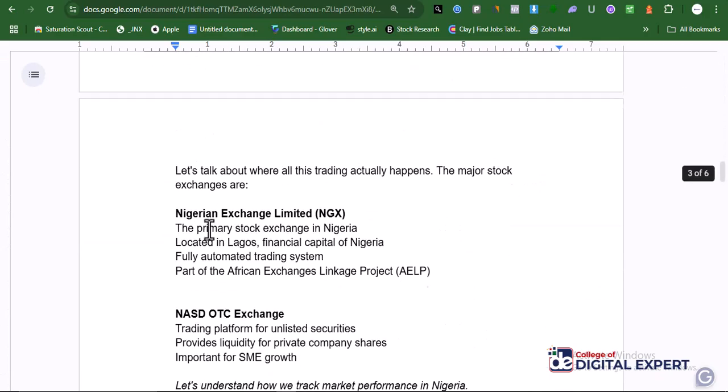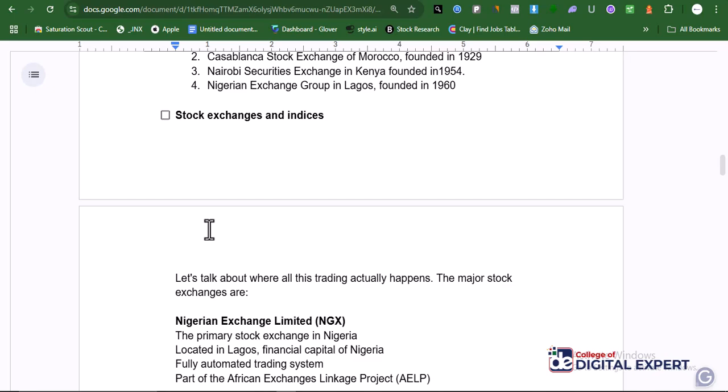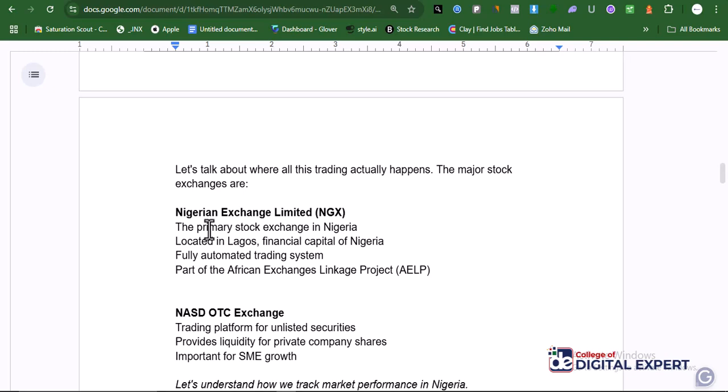Now let's talk about stock exchanges and indices. The Nigerian Exchange Limited, the NGX, is our primary stock exchange in Nigeria, located in Lagos, the financial capital of Nigeria. Even till now, we see Lagos as the financial capital of Nigeria, other than Abuja. The Nigerian Exchange uses the Nasdaq system, which is a fully automated trading system. Also, we are part of the African Exchanges Linkage Project, AELP.